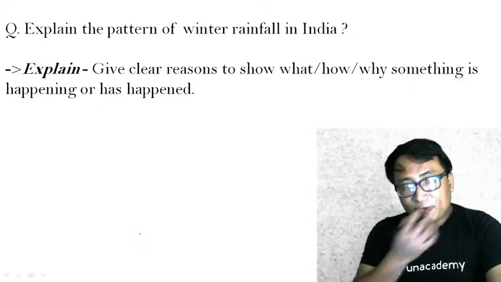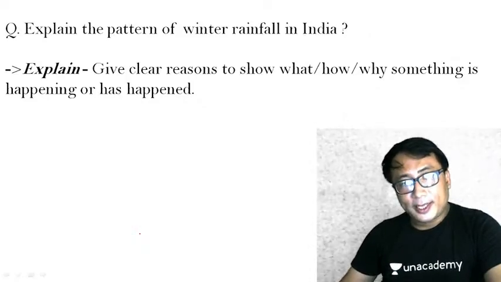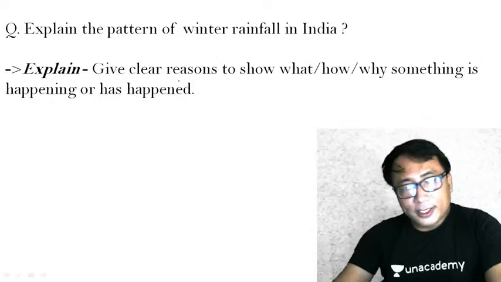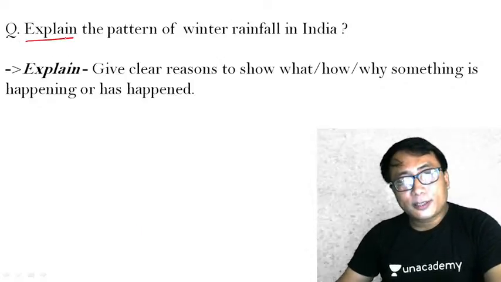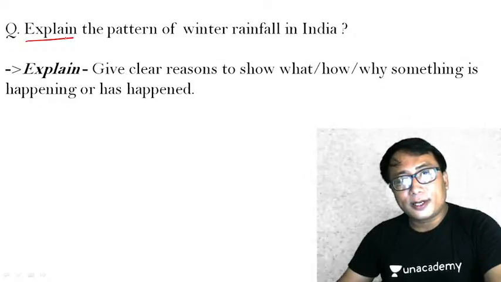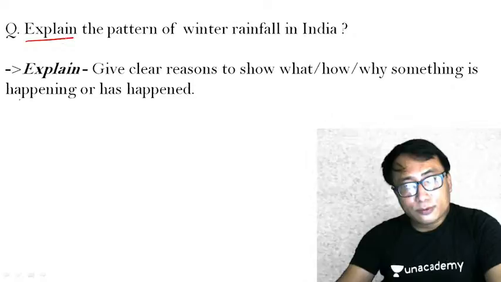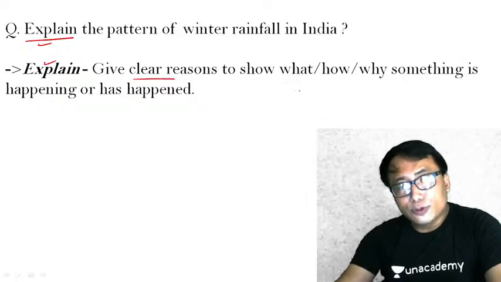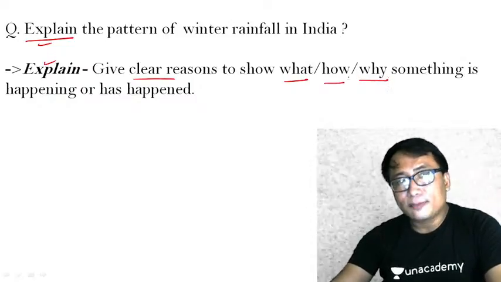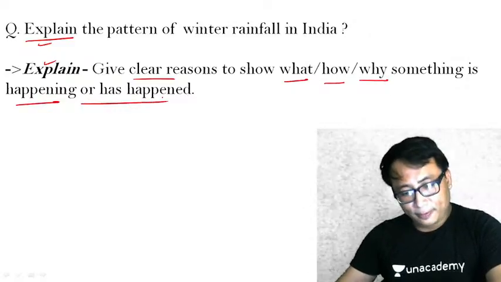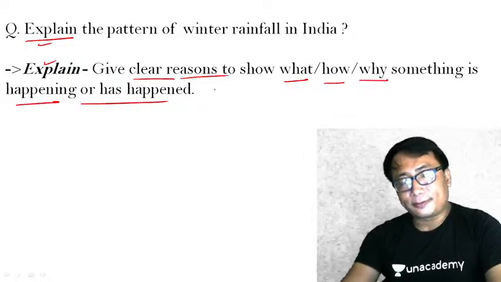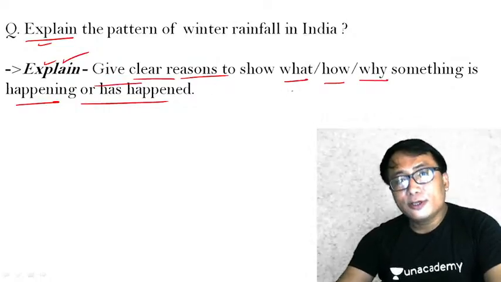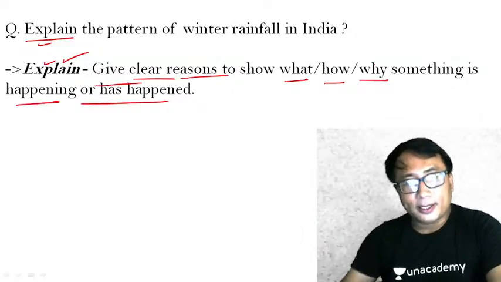Explain the pattern of winter rainfall in India. Okay, explain the pattern of winter rainfall in India. Now, here the directional word is explain. You are supposed to explain the patterns of winter rainfall in India. Now, what does this directional word explain mean? Explain means you need to give a clear reason to show what, how, and why something is happening or has already happened. That is the meaning of the directional word explain.